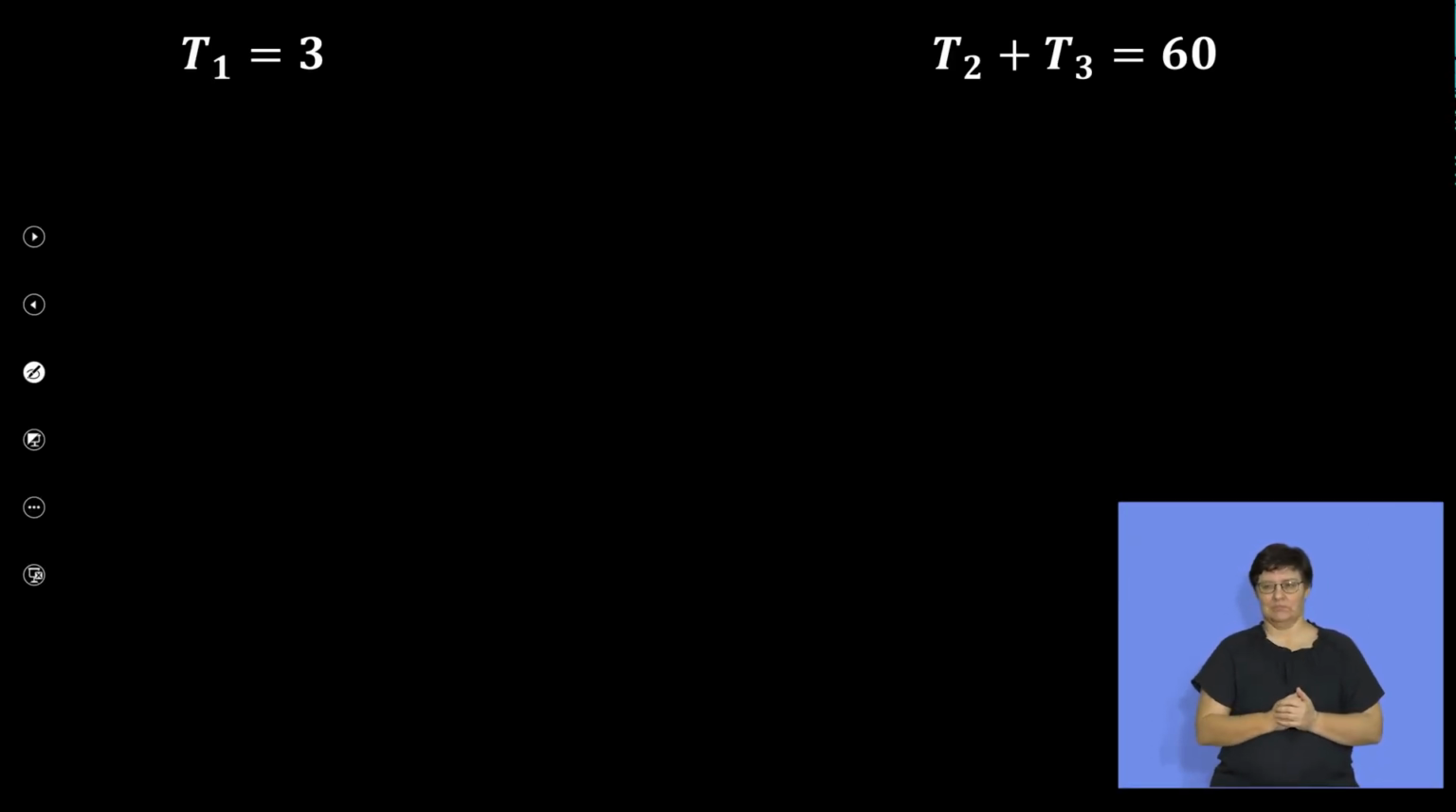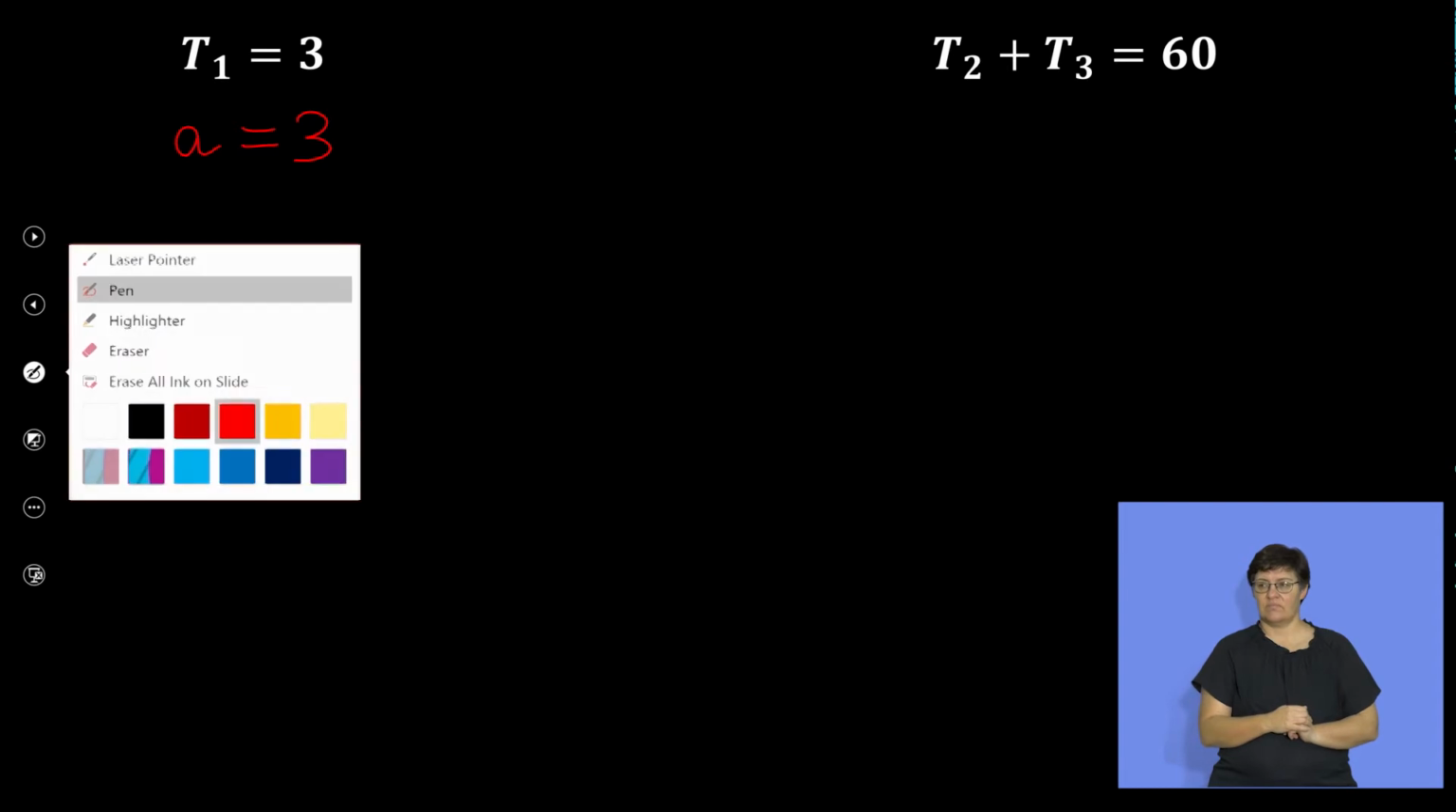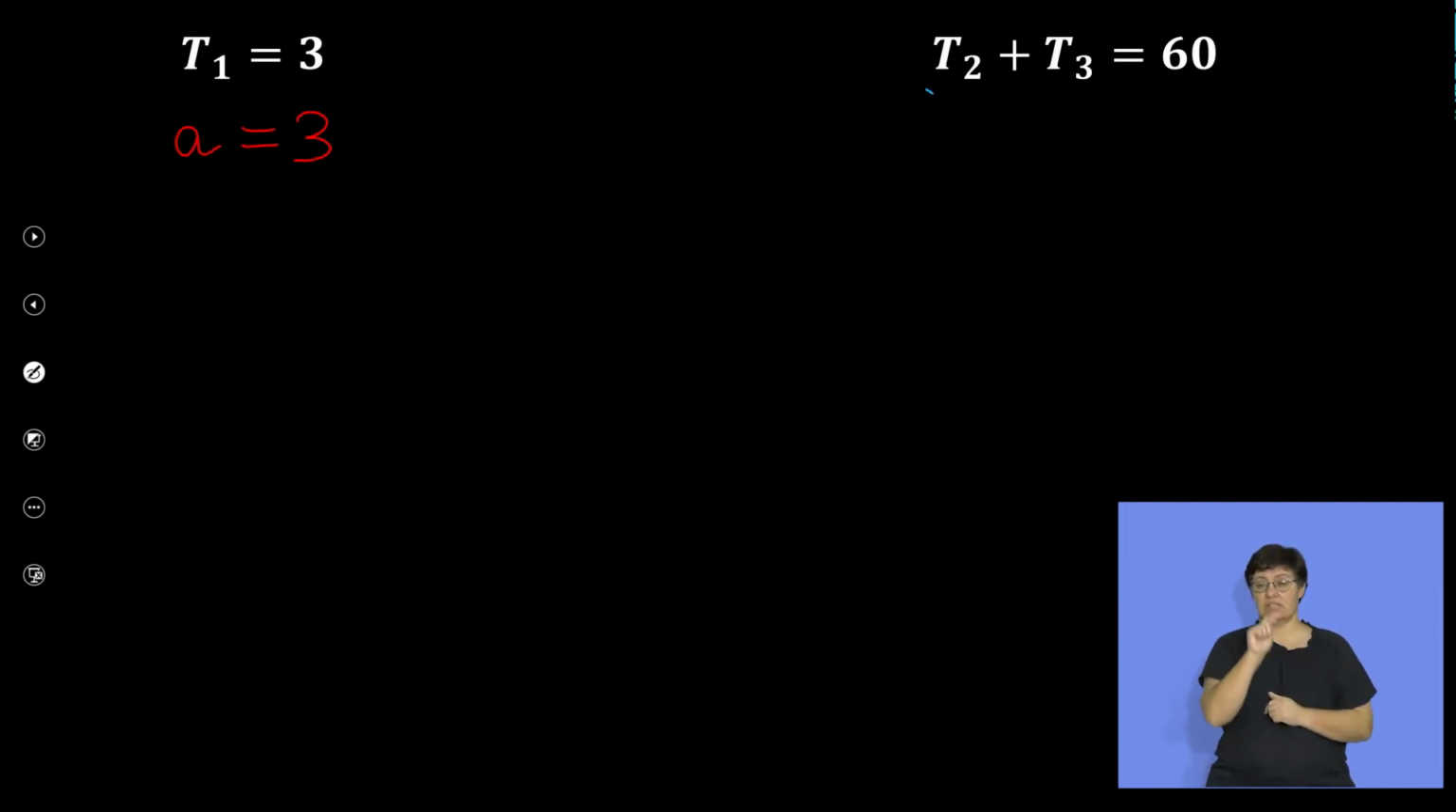So we discussed that T1 is 3, and I know that term 1 always is a for a geometric sequence. So this simultaneous is actually quite nice because I immediately know what a is. So if I'm now going to be writing term 2 in terms of a and r, term 2 is actually the same thing as a r to the power of 1.